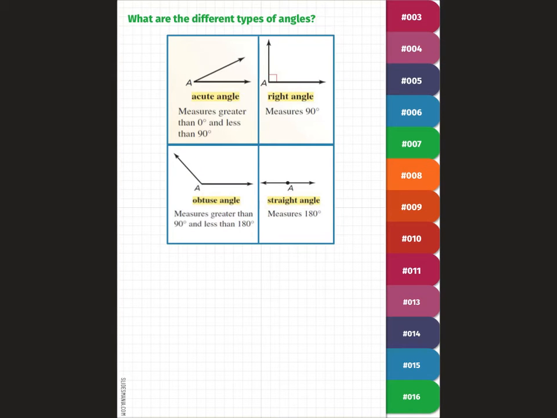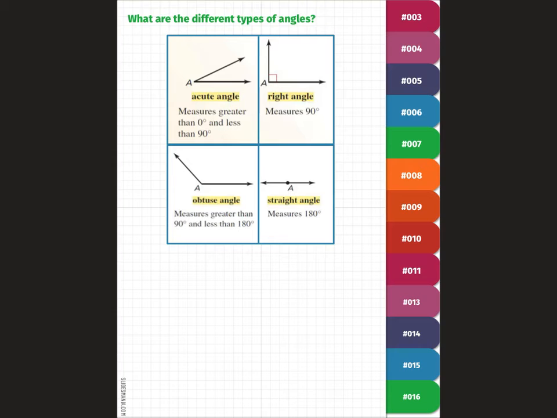So what are the different types of angles? We have an acute angle, which measures greater than 0 degrees and less than 90 degrees. We have a right angle that measures 90 degrees. We have an obtuse angle, which measures greater than 90 and less than 180. And then we have a straight angle, which measures 180 degrees.